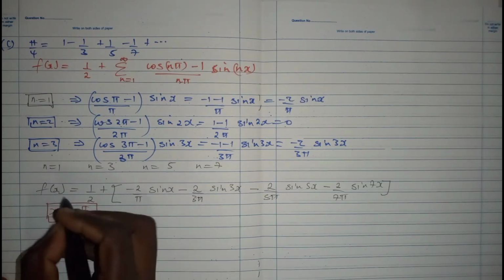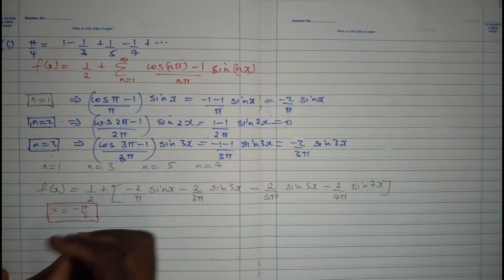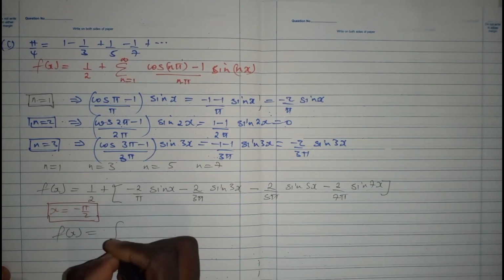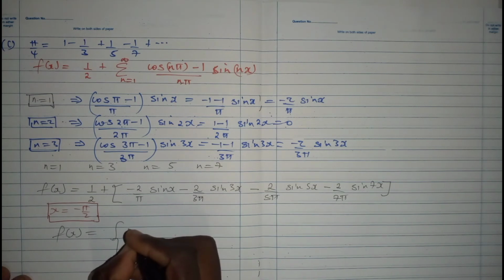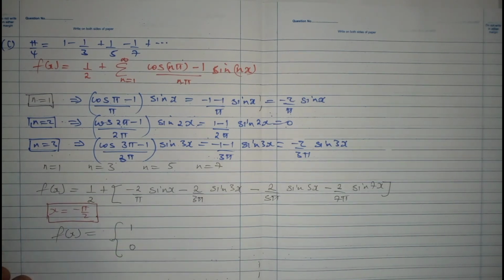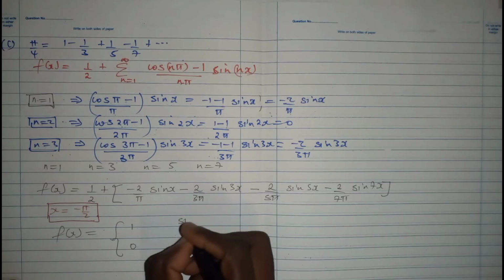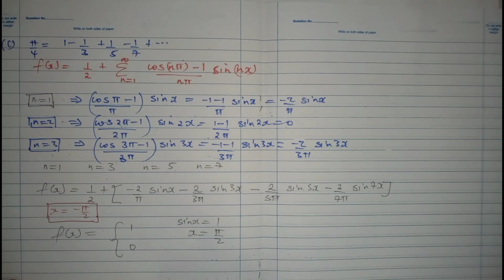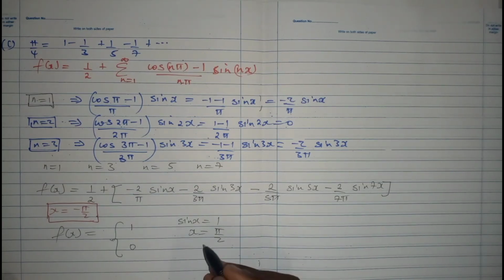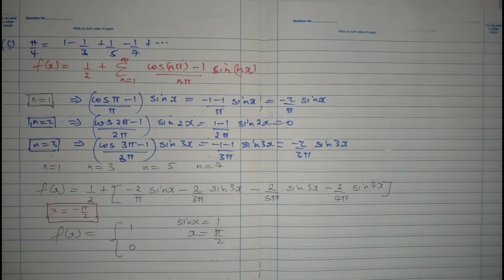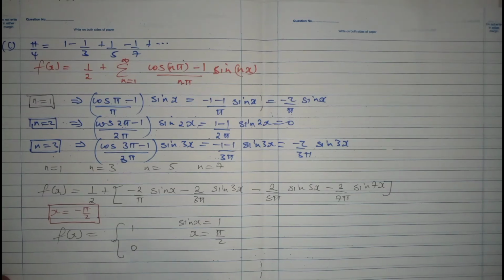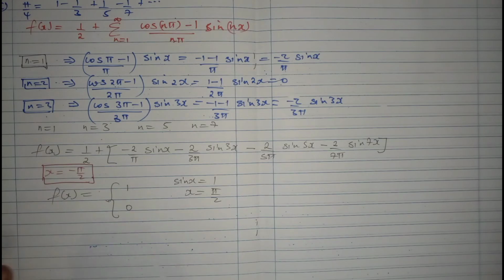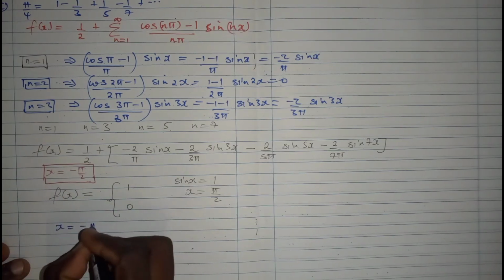So I know that my f of x is equal to a piecewise continuous function, 1 here, 0 here. Okay, so I just said let my sine x be equal to 1, and I see that x was equal to pi upon 2. Then I tried to plug in pi upon 2 and it didn't work out. Then I tried negative pi upon 2 and everything went smooth. So I'm going to write here x equals negative pi upon 2.